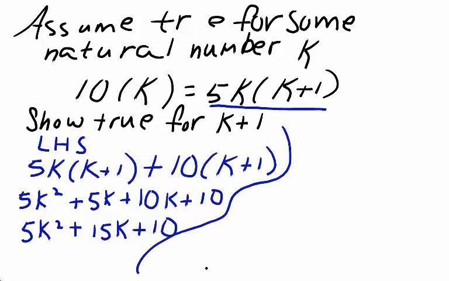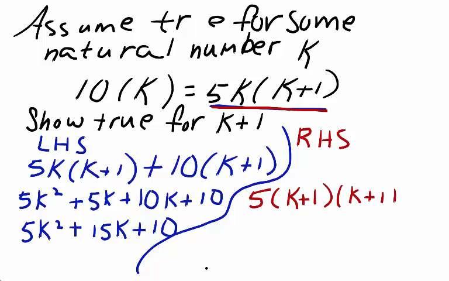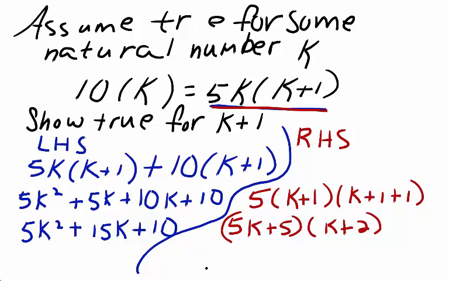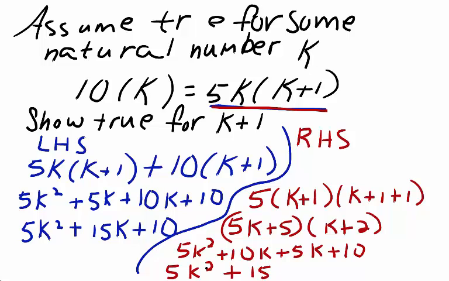Now, let's take the right-hand side of the equation, which we evaluate at k plus 1. So we take our 5k times k plus 1, and evaluating it at k plus 1, it looks like this: 5 times k plus 1 times k plus 1 plus 1. So we distribute and simplify. We have 5k plus 5 times k plus 2. Now we FOIL it out. Using the FOIL method, we have 5k squared plus 10k plus 5k plus 10, which simplifies to 5k squared plus 15k plus 10.